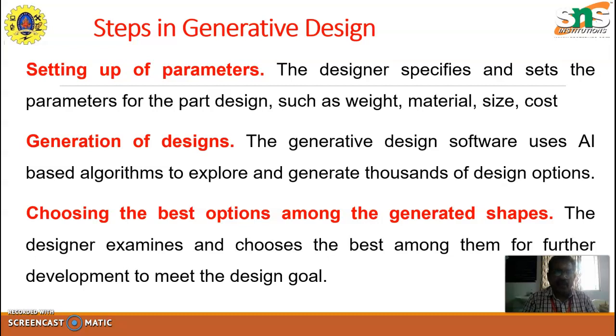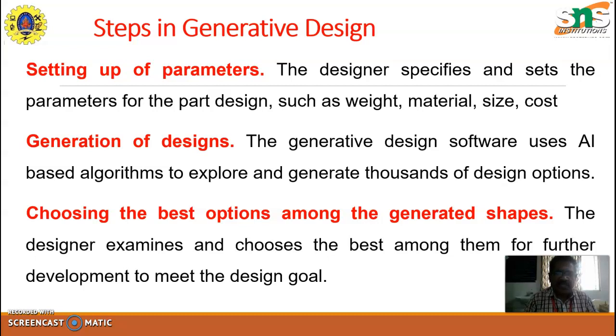Now, how do we go about making the generative design? First, the designer specifies sets of parameters for the design part, such as the weight, material, size, and the cost. Okay, the cost has to be related to the time or the type of material and the volume of the material that is being used, etc. All that. So that also some kind of homework has to be done.